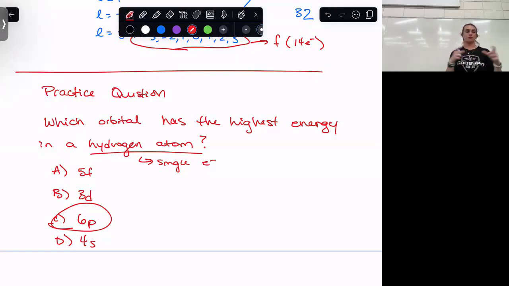Just know that the farther away for a single electron means it's higher energy. When we get into multi electrons, then it gets a little funkier. And that's where your question about the 3D coming before or after the 4s comes into play.